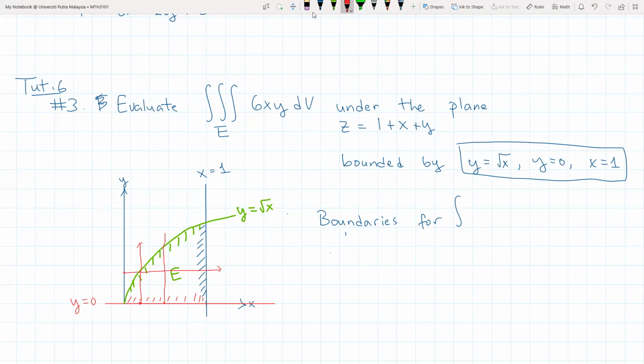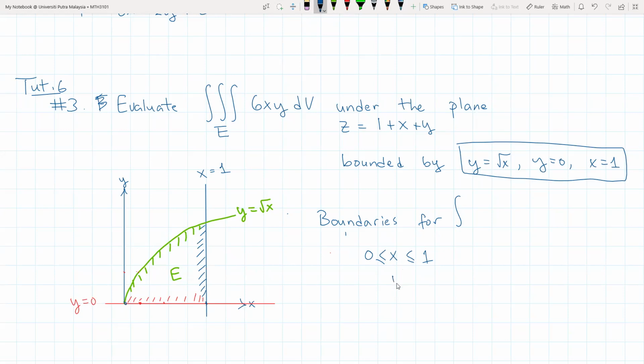So I can say x enters from 0 at starting. I start at 0 and then I end at x equals to 1. Do you understand what I want to convey? Okay, so I want to find the boundary. Why? Because when I have these boundaries, I want to put them into my integration.